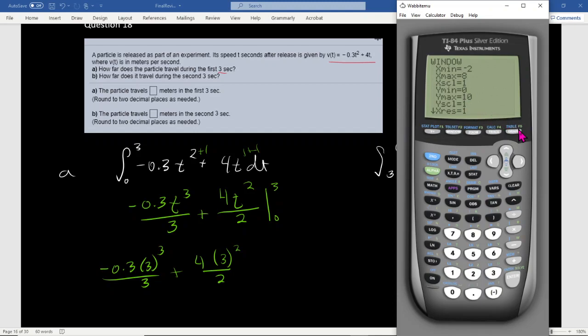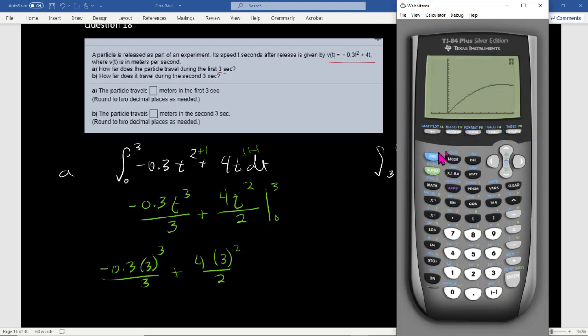That should be enough, I think. I don't know, maybe not. We'll graph it and we'll see. Wow, it gets big. It's not enough. Not quite enough. So we're going to come back to our window. We're going to make our y max, let's make it 25. I think that should do it. So that gives us plenty.